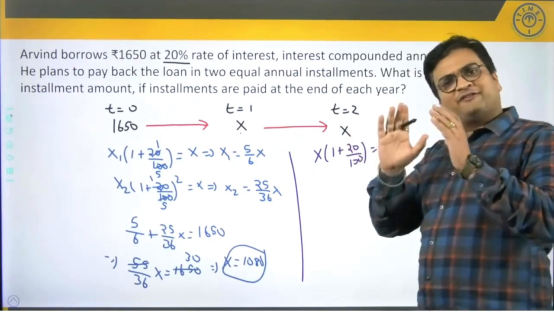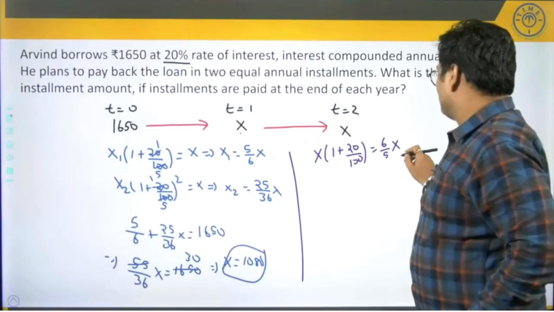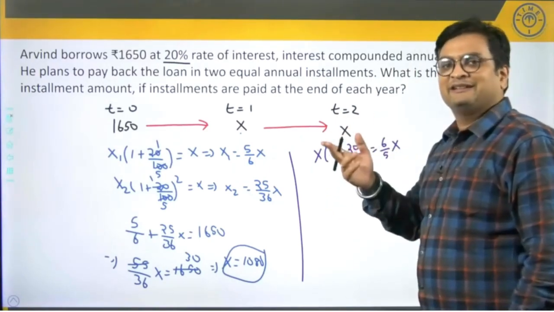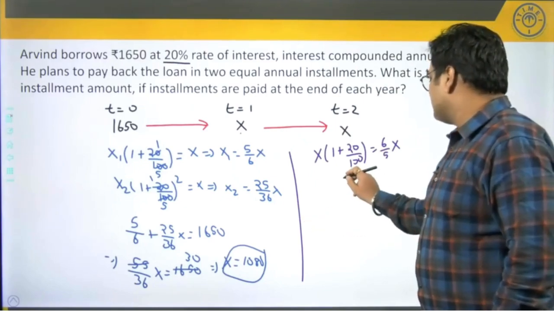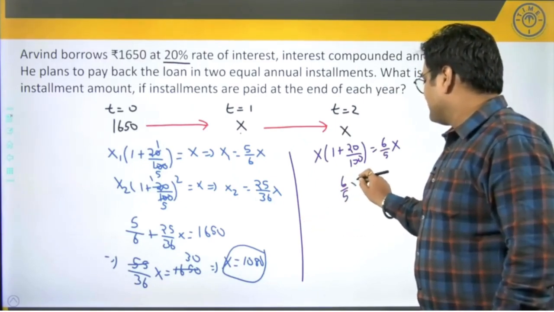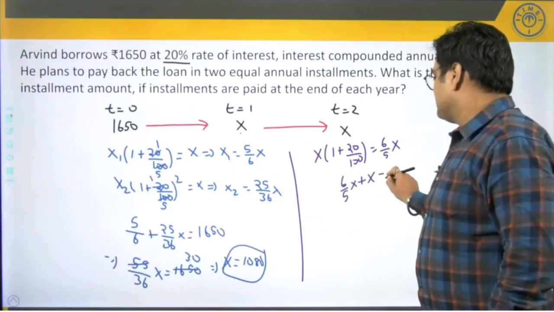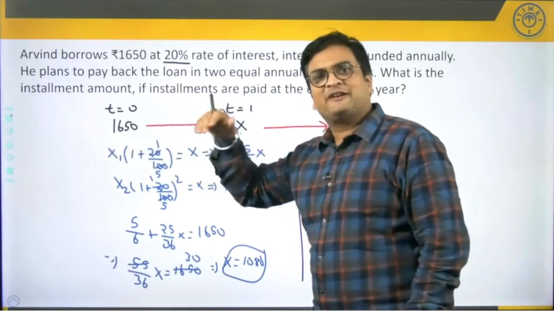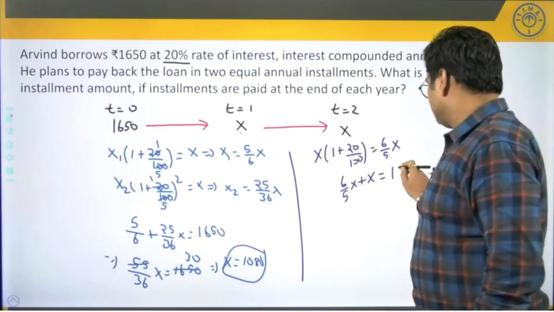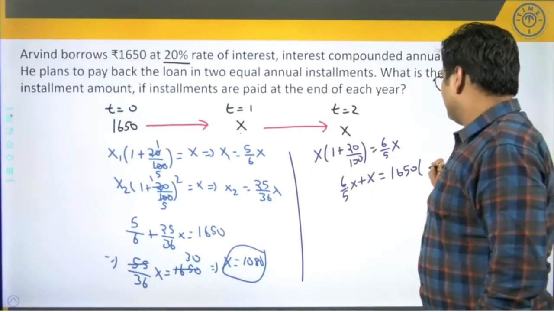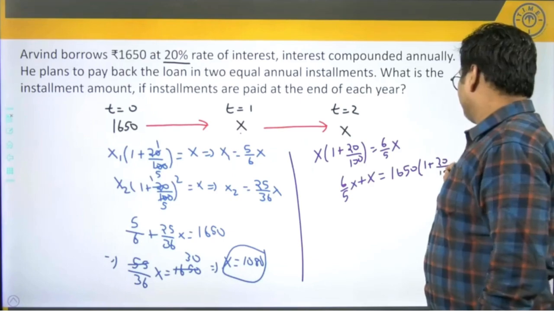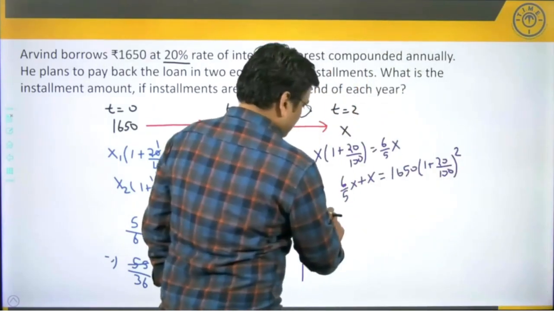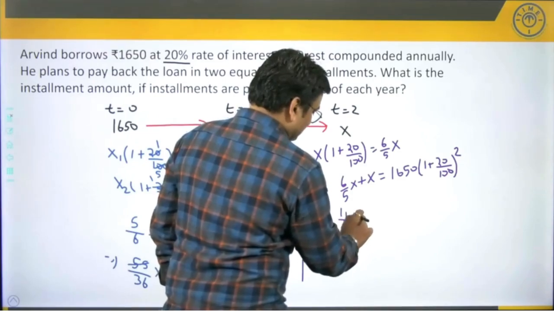Second installment was due after 2 years only, I am paying after 2 years. So it's going to be x. So can I say the total amount paid after second year to clear my loan will be 6 by 5 x plus x. But this should be equal to what? This should be equal to the future value of 1650 after 2 years, correct? So after 2 years, 1 plus 20 by 100 whole square. When you simplify this, this will give you 11 by 5 x.